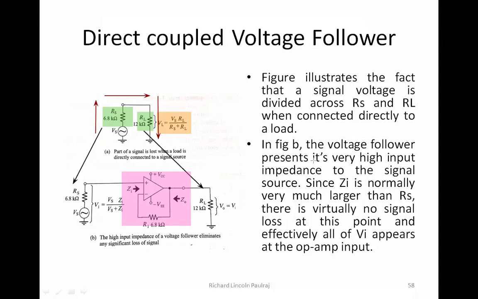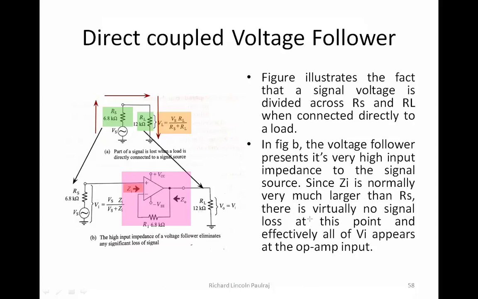Fine. Thank you for that answer. So in figure B, the voltage follower presents its very high input impedance to the signal source. Okay, so what is the signal source? Vs. Since Zi is normally very much larger, okay, what is Zi? Zi is your input impedance. So this section is very large, very large than Rs. Okay, so this value Zi is actually very higher than Rs. Okay, so this series resistance.